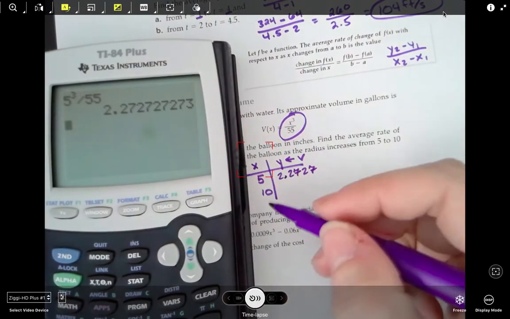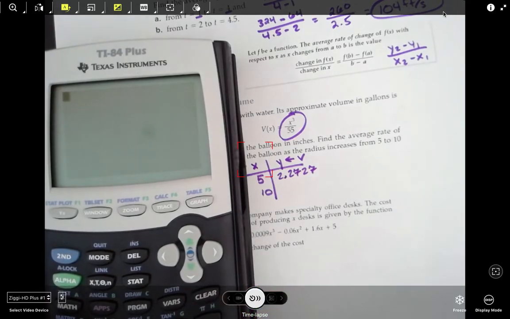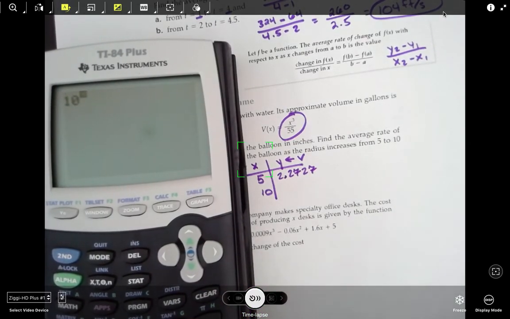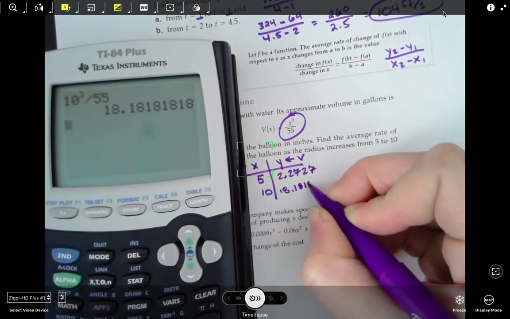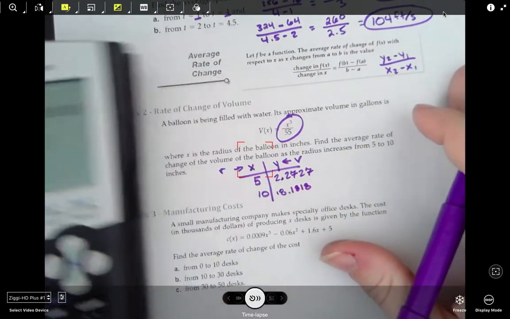Okay, and then I'm going to do the same thing with 10. 10 to the third power is 1,000. But we'll go ahead and just type it in regularly. Divided by 55 is 18.1818. Okay. Now they want to know, find the average rate of change.